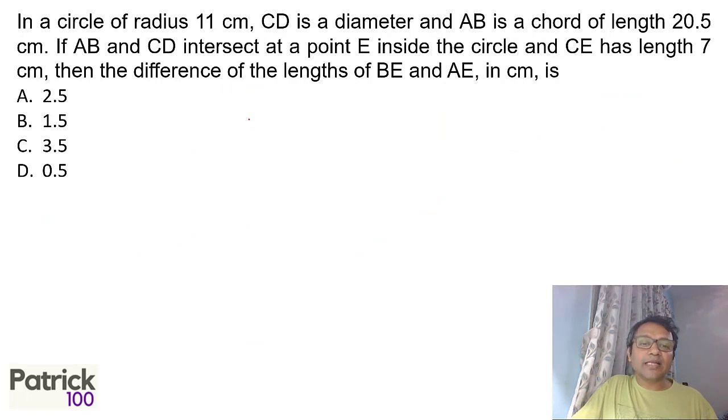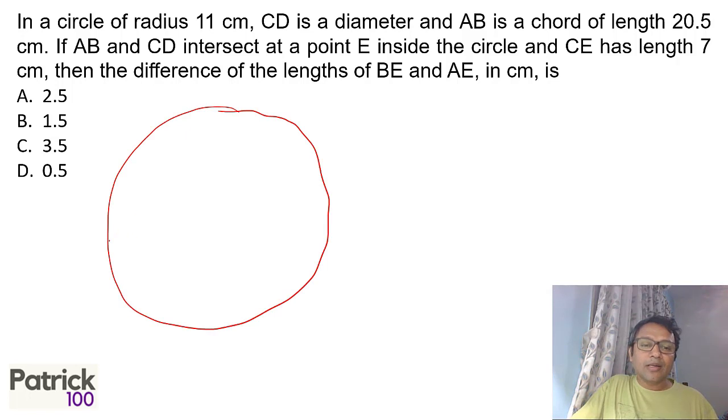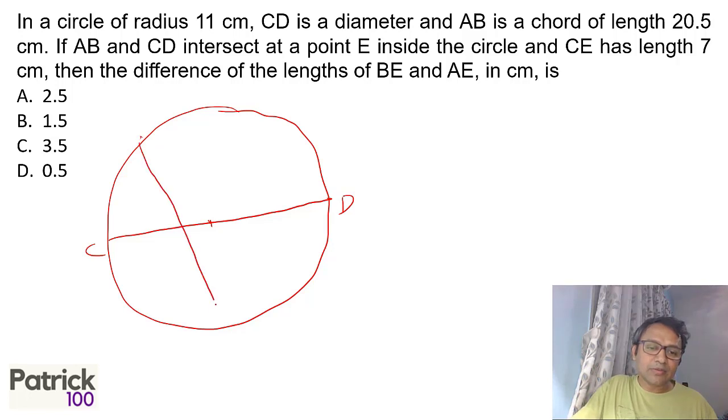A circle of radius 11 centimeters, CD is the diameter. If I draw the geometry, let's say CD, radius 11. You have CE of length 7 centimeters, and there is a chord. Let's say this is the center O, so OE will be 4. Whenever we have a chord, the first thing you do is draw a perpendicular to the chord because it bisects the chord. So this becomes 10.25 and this becomes 10.25.